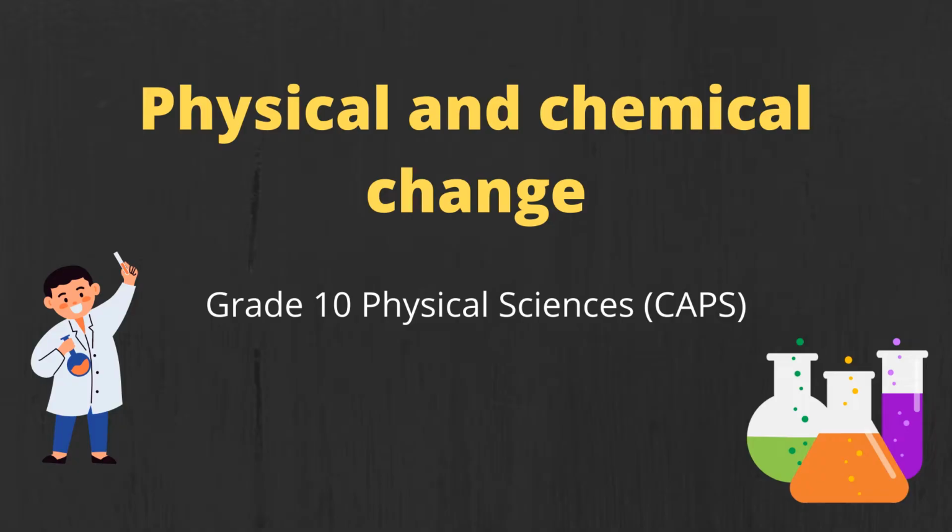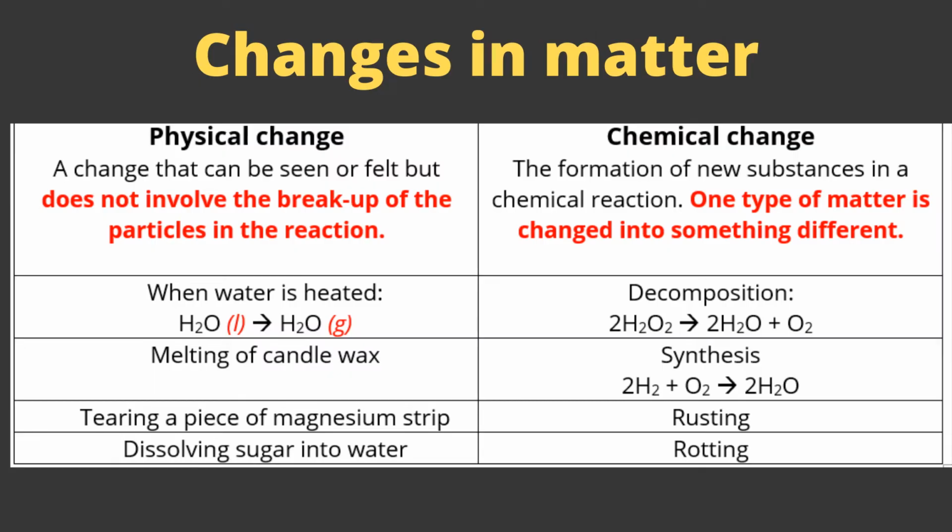So I think one of the first things that we have to do is to describe or differentiate between two types of changes that take place in matter. Remember, matter can be anything that has a mass and occupies space. So a shoe can be matter, a person can be matter, a car, anything essentially. So we'll talk about the two changes that take place. We have physical change and we also have chemical change.